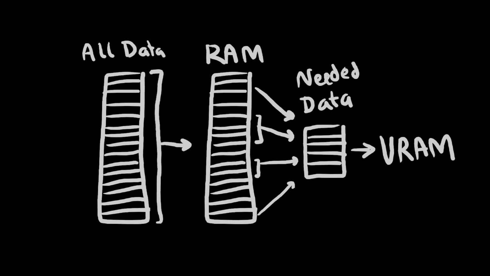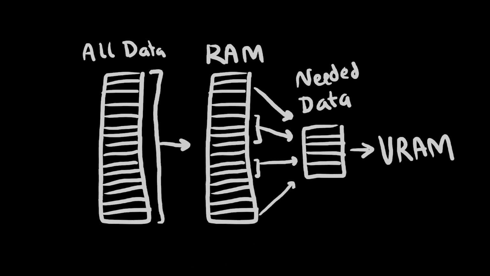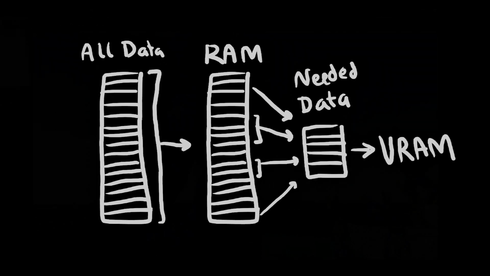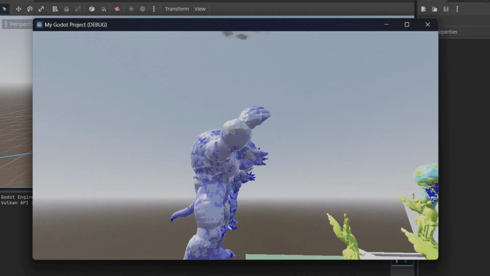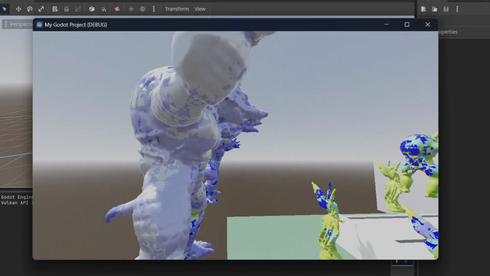In my defense, having 16 gigabytes of RAM is common nowadays, while VRAM is a bit more of a precious commodity. Generating each mesh individually, we can render them with the render server. At this point, we finally have something showing up on our screen.